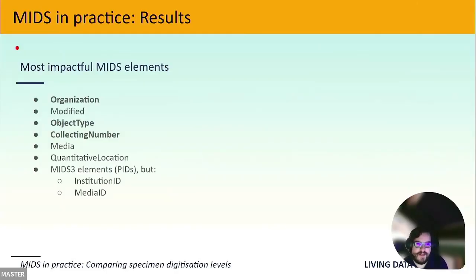From the results of this, we can see what the most impactful MIDS elements are. They're listed on this slide. I don't have time to go into detail for all of them, but I'm going to highlight a few very important ones, in particular organization, object type, and collecting number.